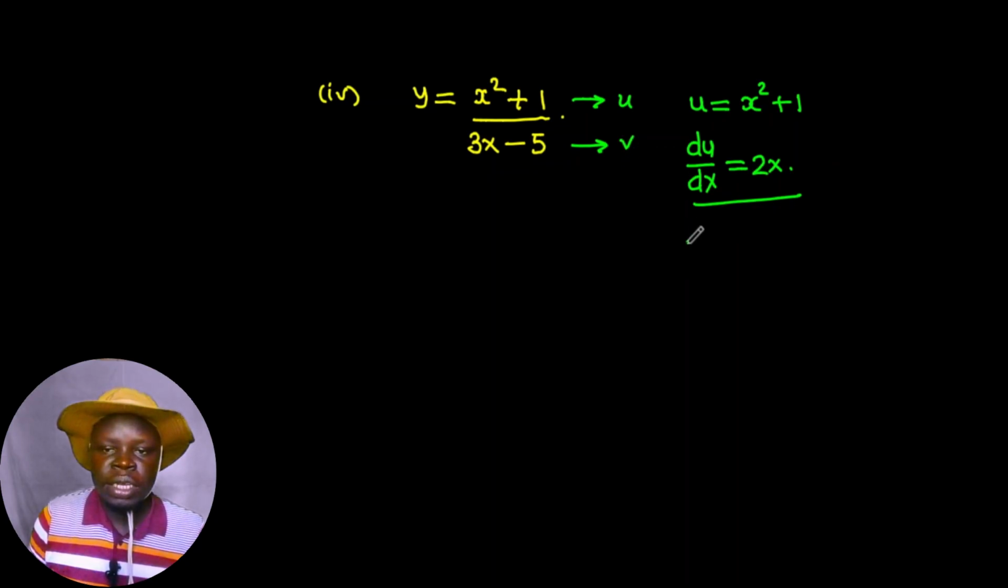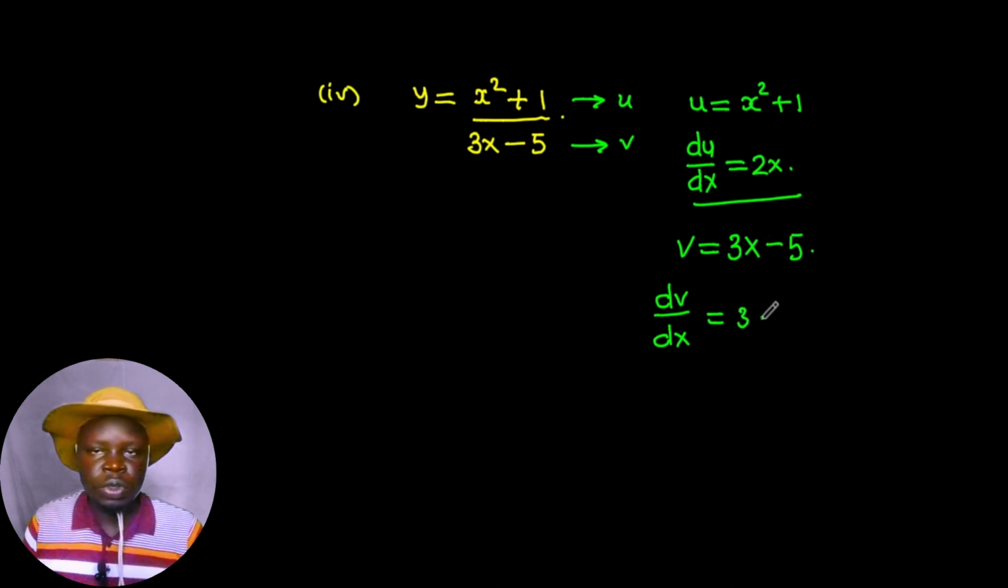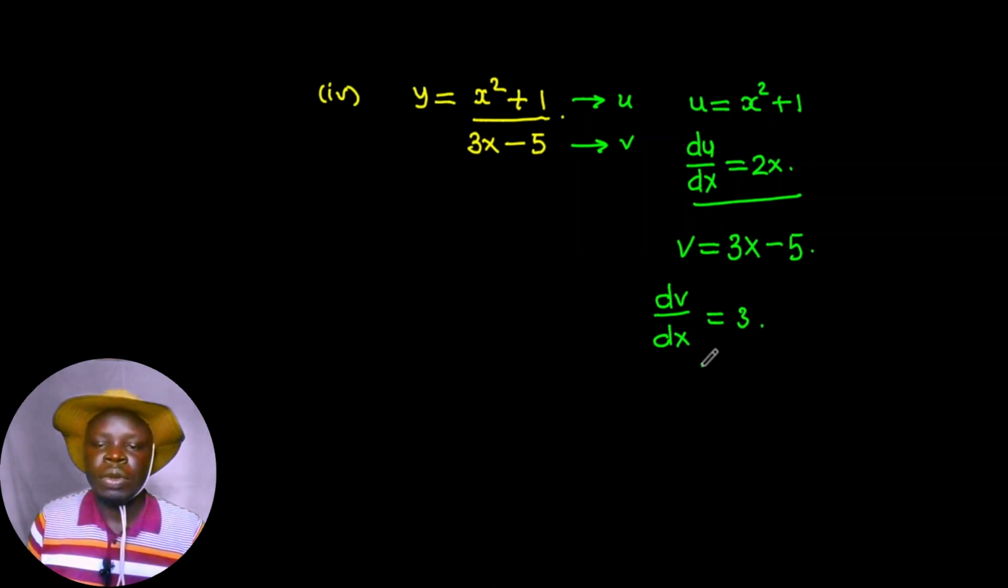And for the denominator, we say v is the same as this function here, and that is 3x minus 5. Again, let's differentiate v with respect to x. We have dv by dx: we multiply by 1, reduce that 1 by 1, and it goes to 0. Anything to the power 0 is 1, and 1 times 3 remains 3. Remember, a constant goes to 0. So I finish differentiating these parts individually.